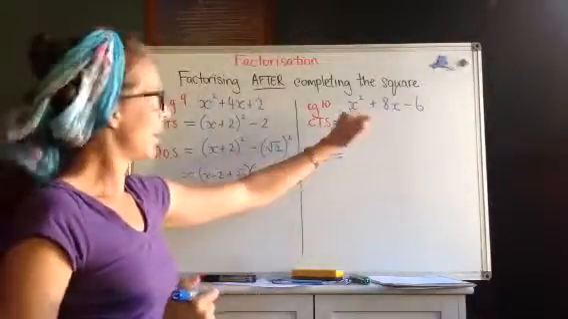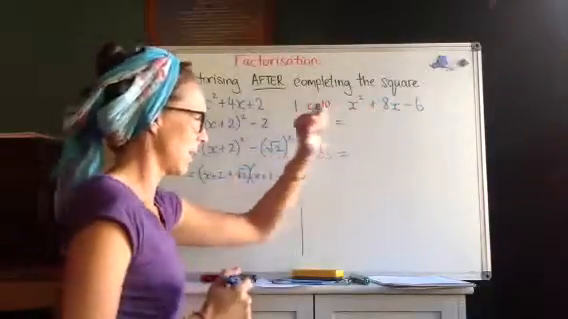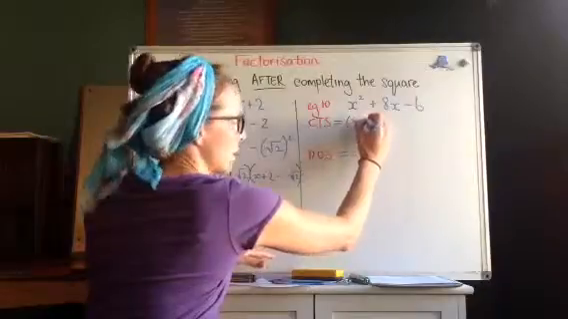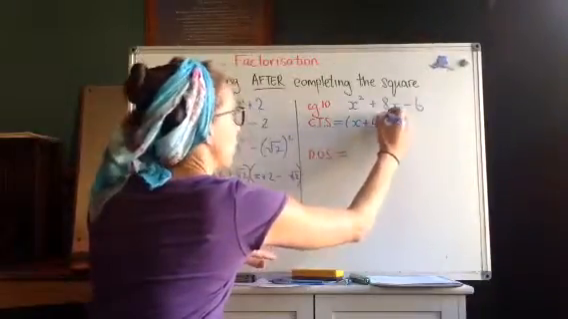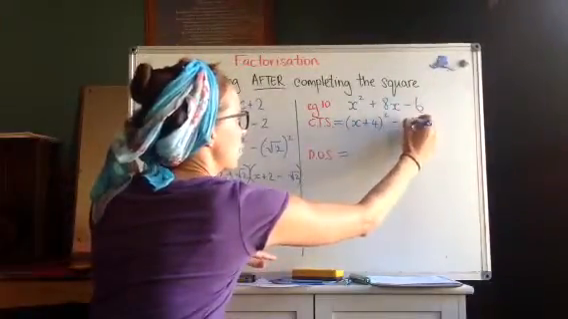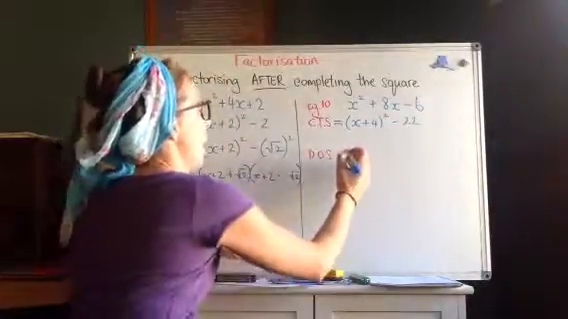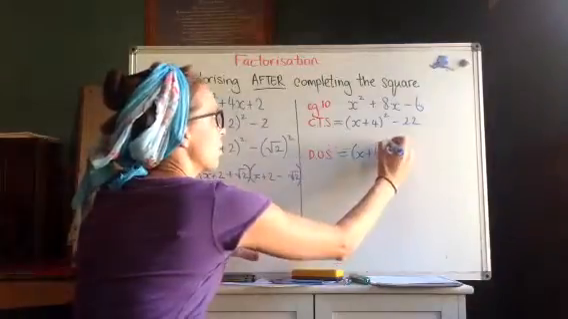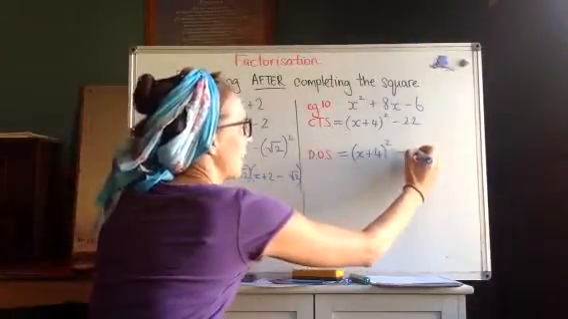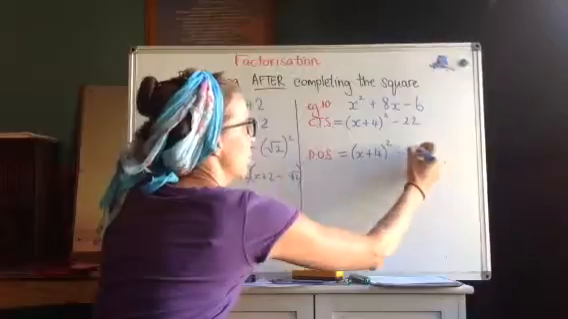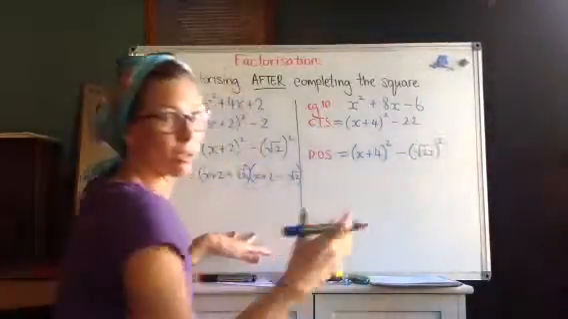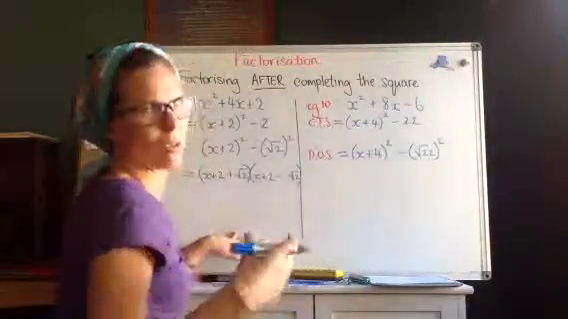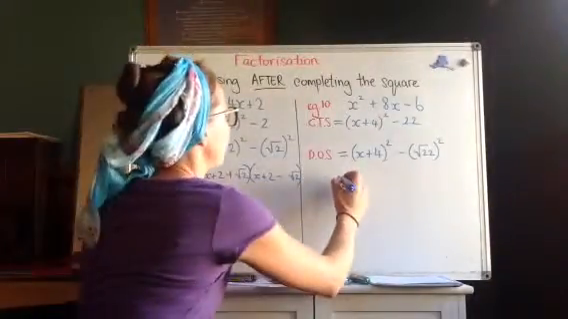Let's try it with this one. We had x squared plus 8x take 6. And when we used complete the square, we ended up with x plus 4 all squared take 22. Okay, so we rewrite that as the difference of 2 squares. So x plus 4 squared take root 22 squared, and that's because 22 doesn't have a natural square root. Okay, it's not 5 or 4 or anything whole.